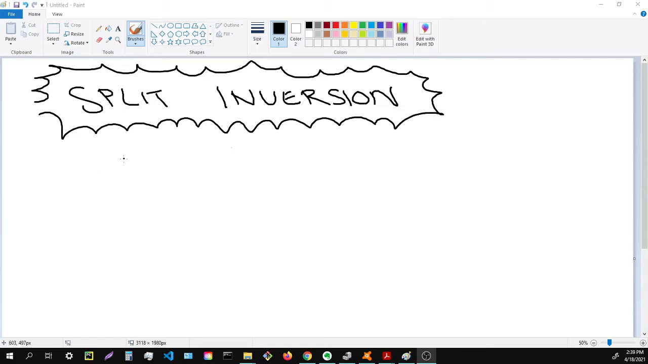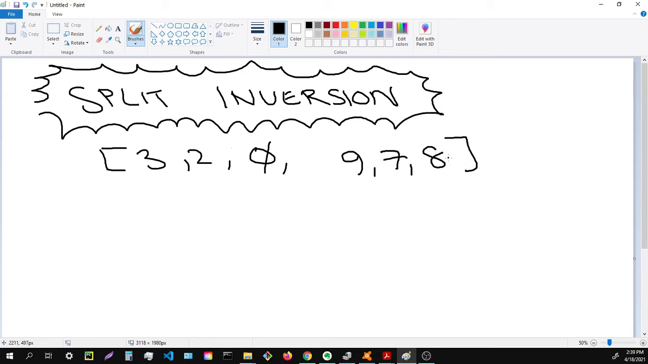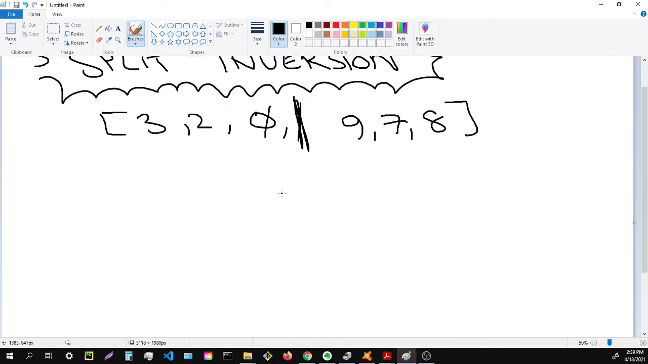Today we're going to be learning a concept called split inversion in programming. So say I have an array and the numbers are 3, 2, 0, and then 9, 7, and 8. And the middle of the array would be right here. So you have three different ways that you can have an inversion. You can have a left inversion, a right inversion, or a split inversion.